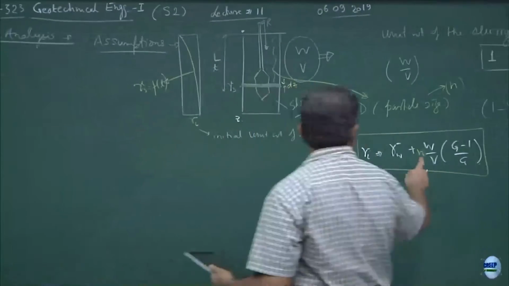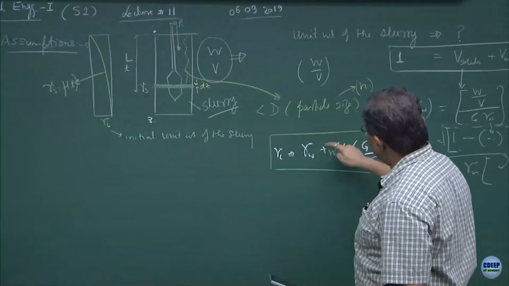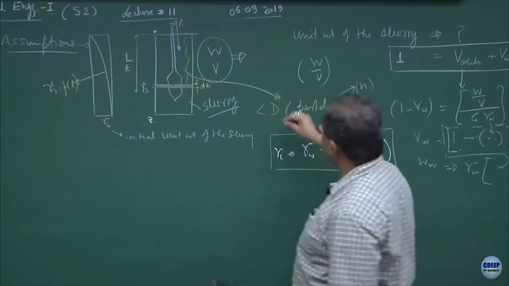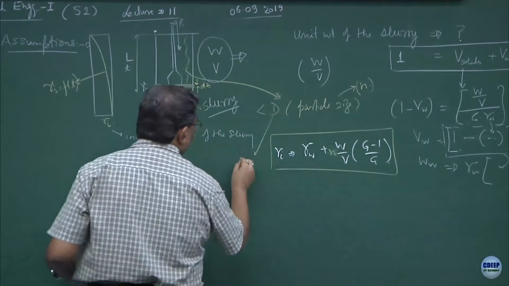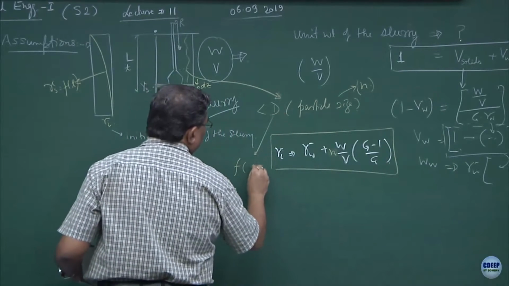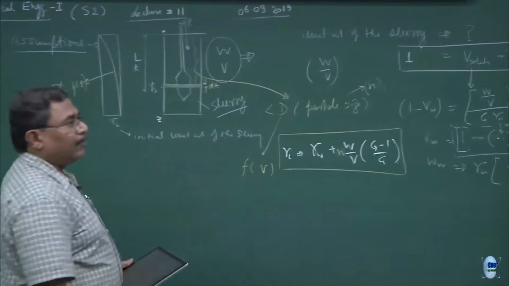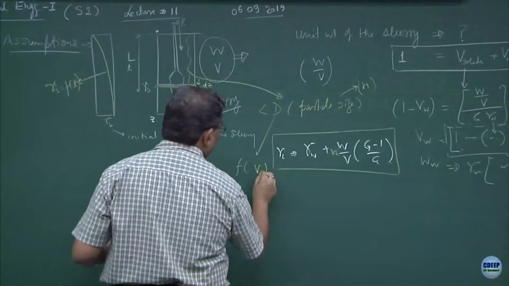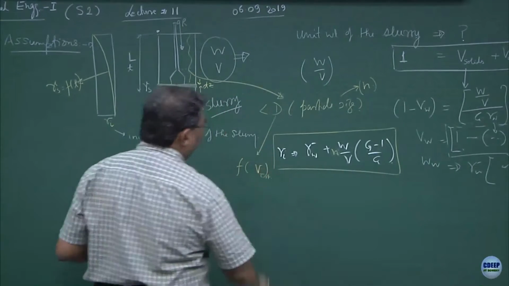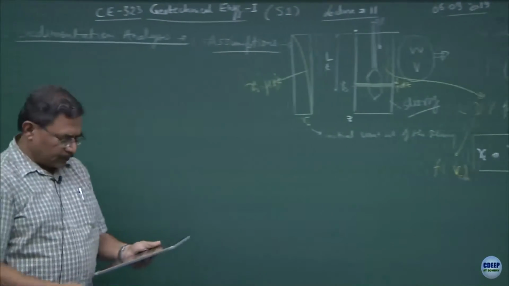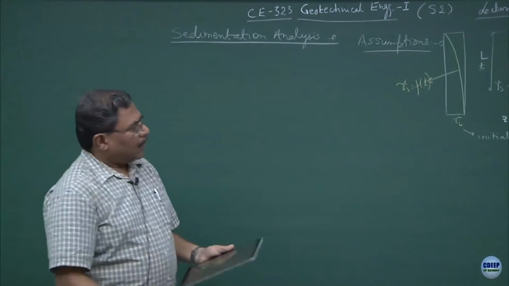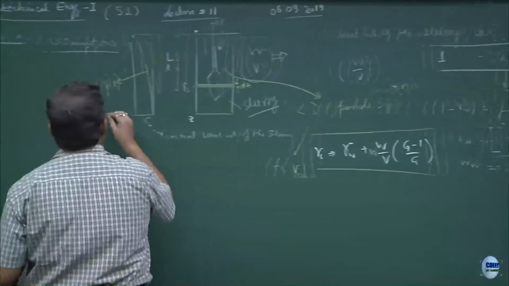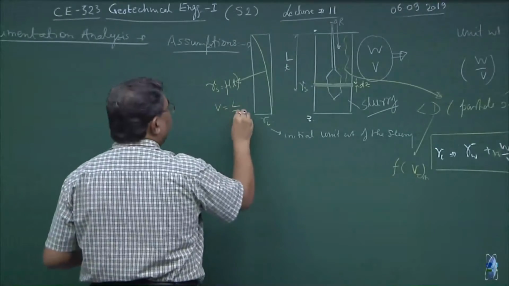Because N into W takes care of the percentage of the particles which are finer than d, and this d, if you remember, is a function of critical velocity or terminal velocity. All right. I can also use a function that V can be defined as L by T if required.